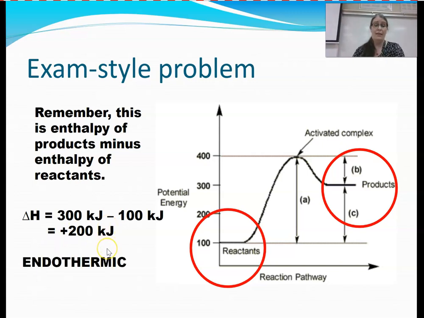And this means that that is an endothermic reaction profile. The products are higher energy than reactants. Since our delta H is positive, we would see a negative delta T.